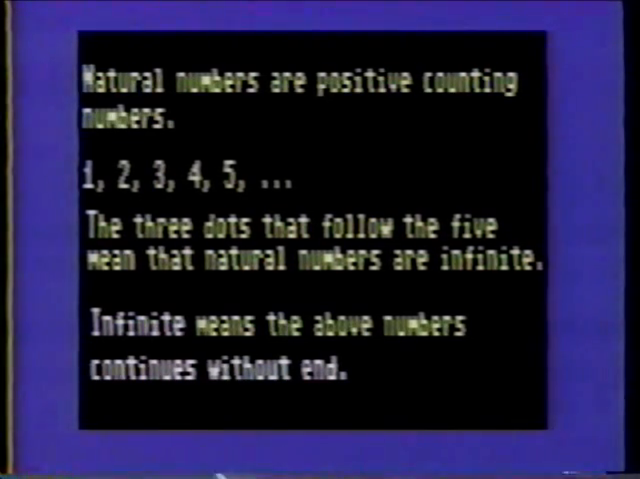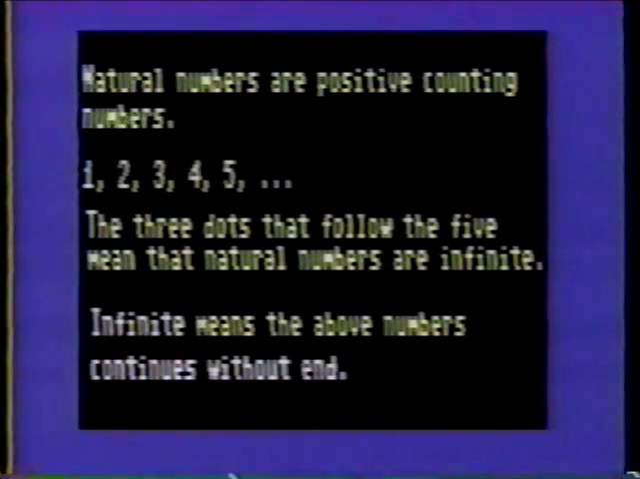Natural numbers are positive counting numbers. 1, 2, 3, 4, 5 are valid examples of natural numbers. The 3 dots that follow the 5 mean that natural numbers are infinite. Infinite means that it continues without end. Already, you've been exposed to 3 types of numbers: positive, negative, and natural numbers.